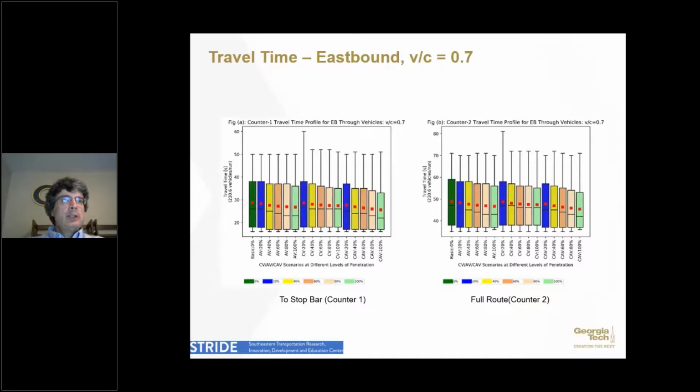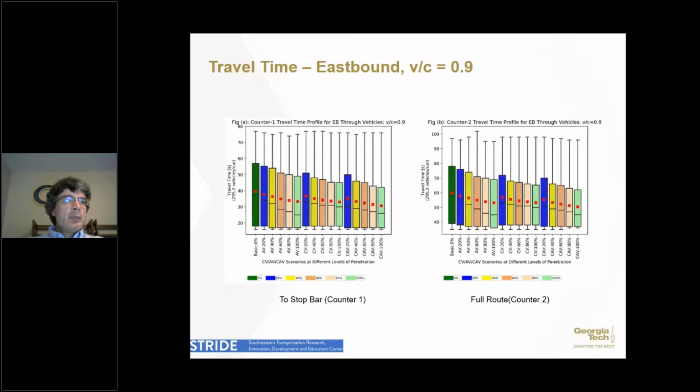Next slide. Same thing for 0.9, right? Even a little more dramatic. You sort of see the improvements. On the travel time, 0.9, you see both the median, average, and the variability decreasing. All right, go to the next slide.